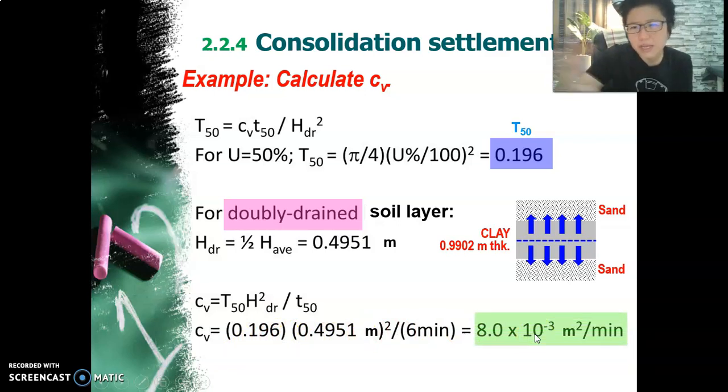Simple as that. So where can we go wrong? Number one, we refuse to memorize this. T50 is 0.196. Number two, we get it wrong. It's double drain or single drain. If it's single drain, meaning, for example, the bottom here is not sand, it's rock, so water cannot go down. So the water can only go upwards. So the drainage height is going to be the full drainage height. There's no divided by 2. Right.